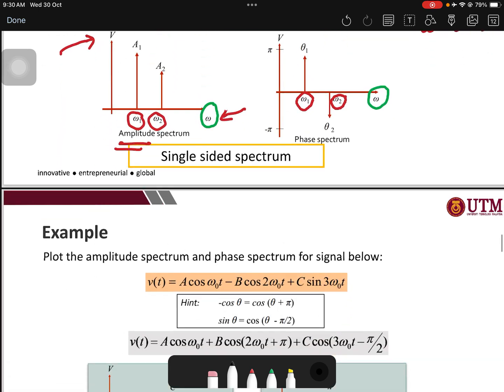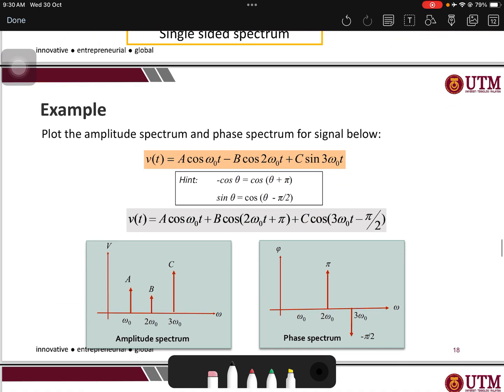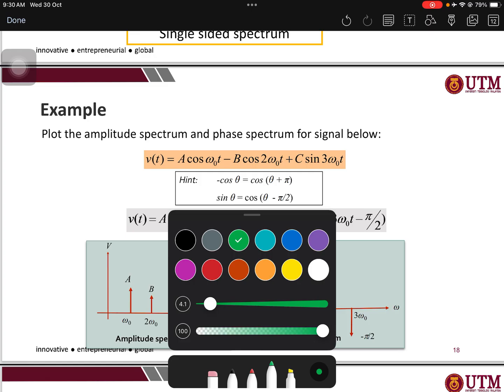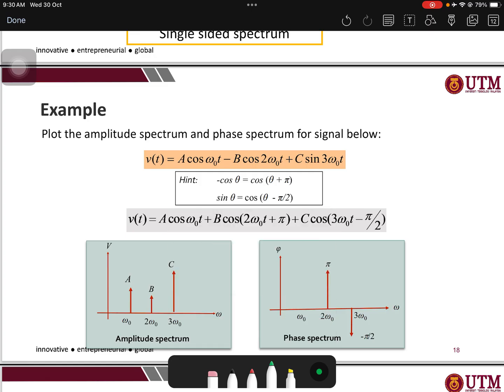Okay, so now let's continue. Let's do this example. For example, given to you the signal below: A cos omega t minus B cos 2 omega t plus C sin 3 omega t. Remember, whenever you want to represent your signal in the frequency domain spectrum, it is very important to convert it in terms of positive cosine.